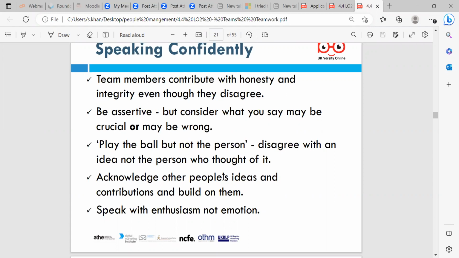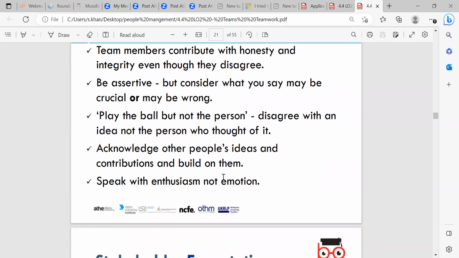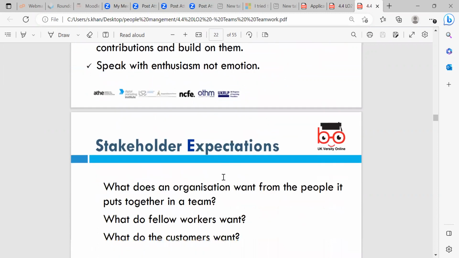Acknowledge other people's ideas and contributions and build on them. So take on board what people are saying, not just your own ideas. It may be an idea that you've given, but they've elaborated and added on to it. Speak with enthusiasm, not emotion. Speak confidently, not struggling to speak and struggling to identify your ideas. You need to be confident. As a speaker, you need to be confident, you need to be assertive, and you need to listen. Okay, these are the things that are very important.